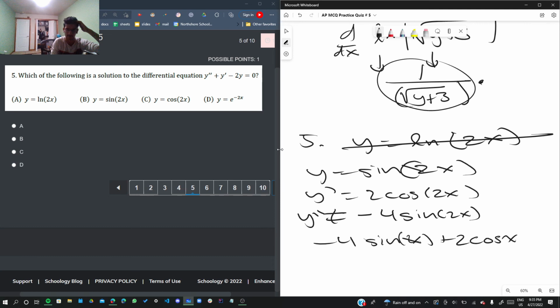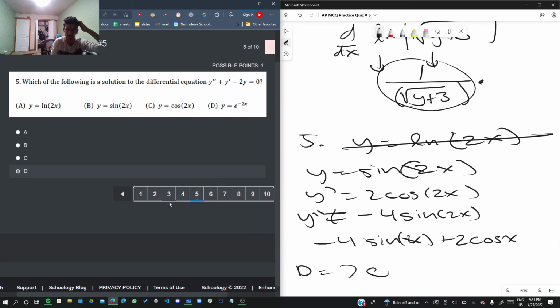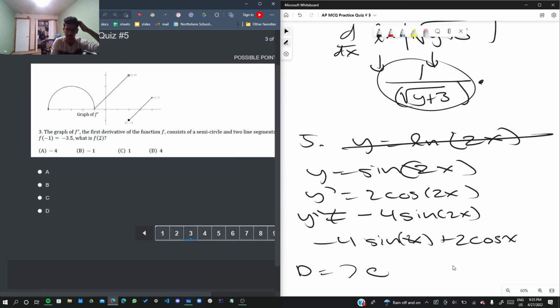Because you have sine and cosine, they'll overlap with each other, so you can't necessarily add them and expect 0. So I think the only answer should be D. Yeah, I'm just going to go D. I'm running out of time, so D would work there. Let's go on to 3.